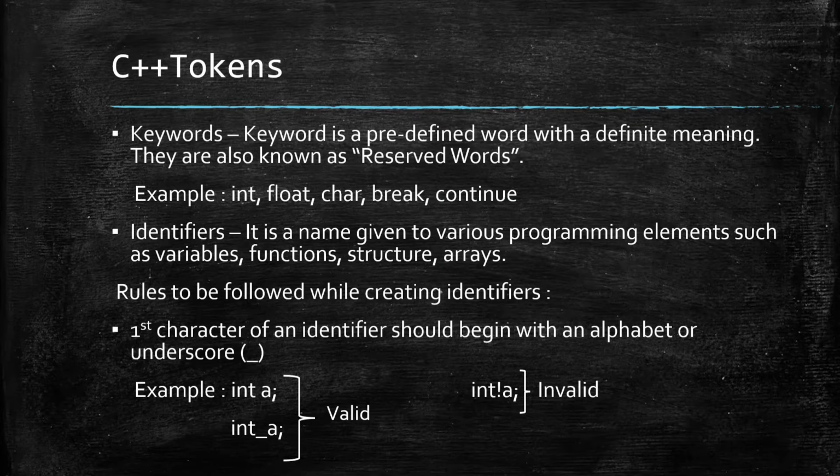So let's see them so that it would be more clear to understand. First rule is, the first character of an identifier should begin with an alphabet or underscore. Fine. So the first character of an identifier. So identifier, you're giving the name, right? You're giving the name to various programming elements such as variables. Here we are going to take the examples of variables only, so that we would understand it easily. So first rule is the first character of an identifier should always begin with an alphabet or an underscore.